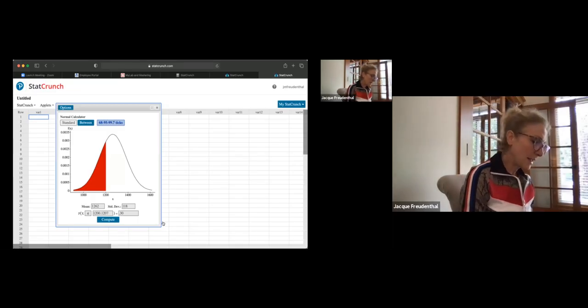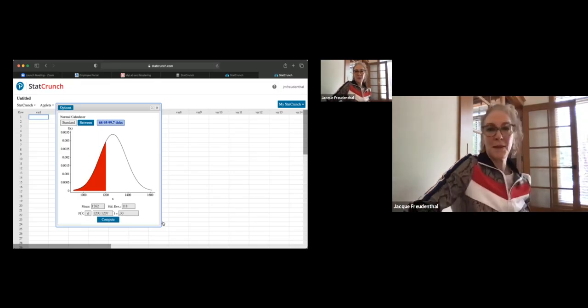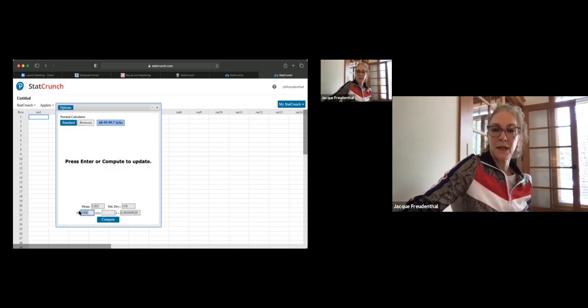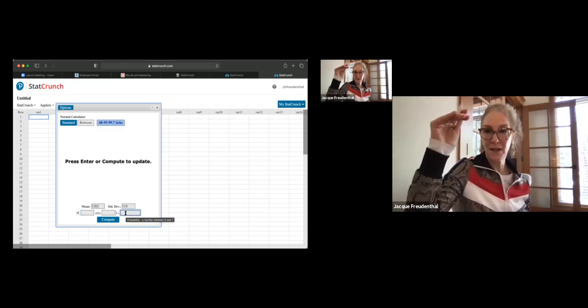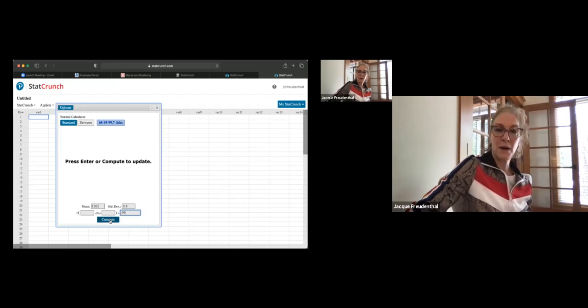If we move on to part B, determine the number of chocolate chips in a bag of Chips Ahoy that makes up the middle 99%. So now I want to choose the between option. I don't know these values. I don't know the values that make up the middle 99%. I know the mean and the standard deviation of the population. It's already been set. But I want the middle to be 99%. So I want the resulting area between the values I'm trying to find to be 99%. And if I hit compute, it's going to pop in the values.